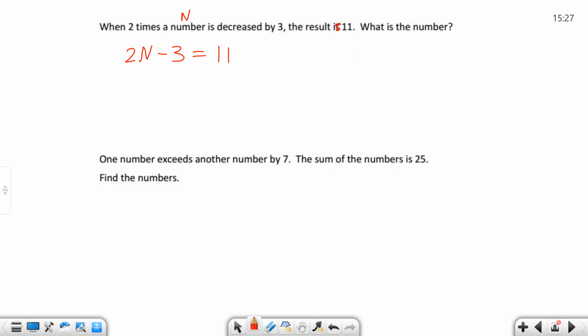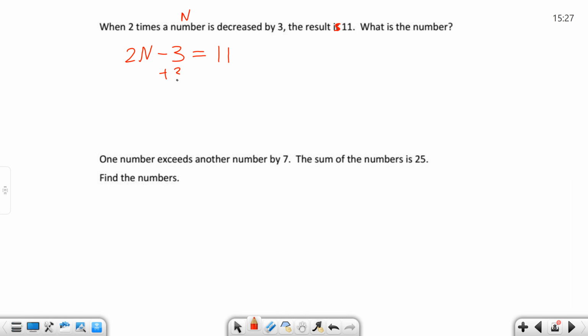That should be "is." Okay, the result is 11. Okay, and "is" means equals. All right. So the result is 11. All right. Not "it." The result is 11. So then 2n minus 3 equals 11.